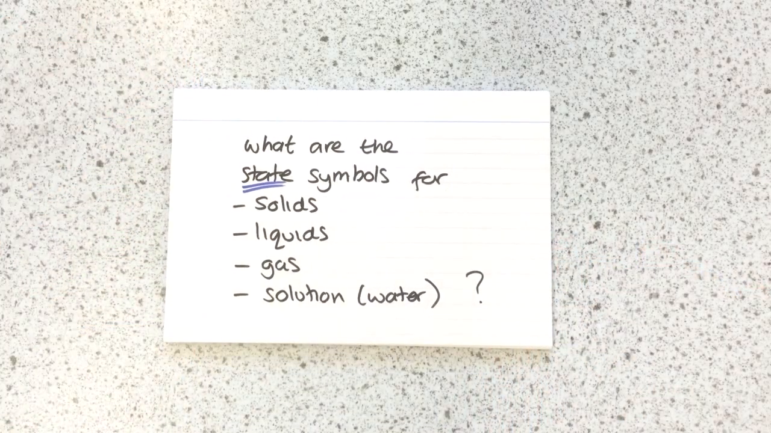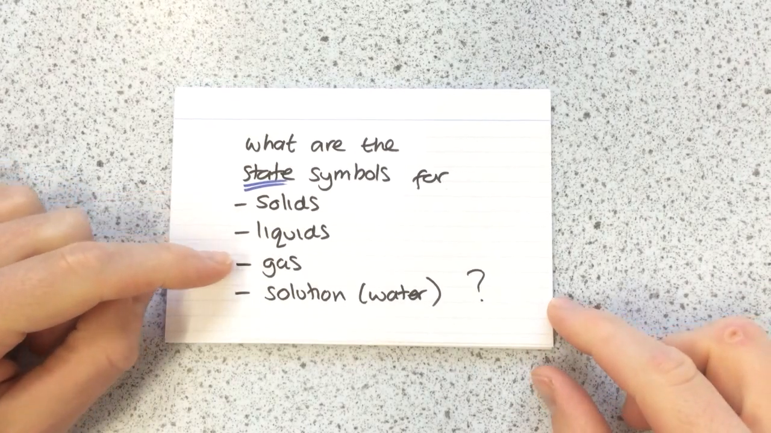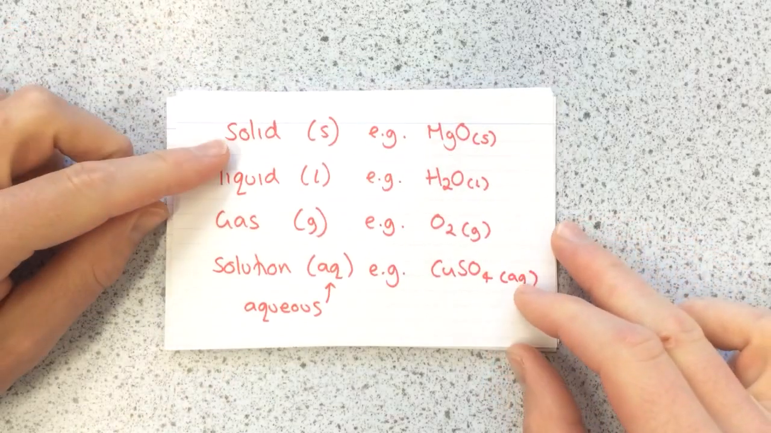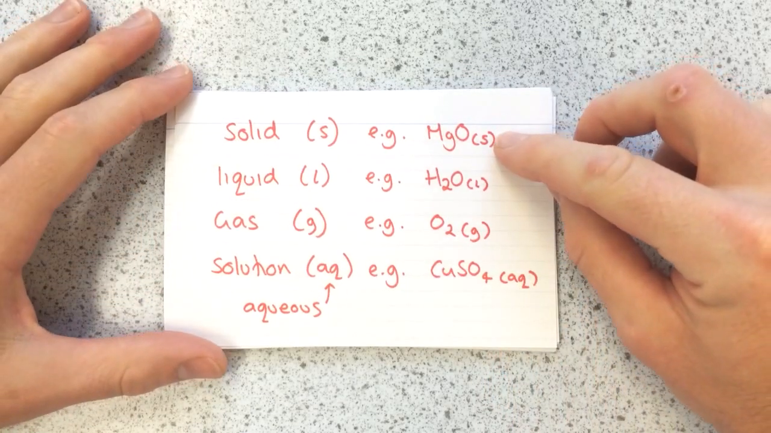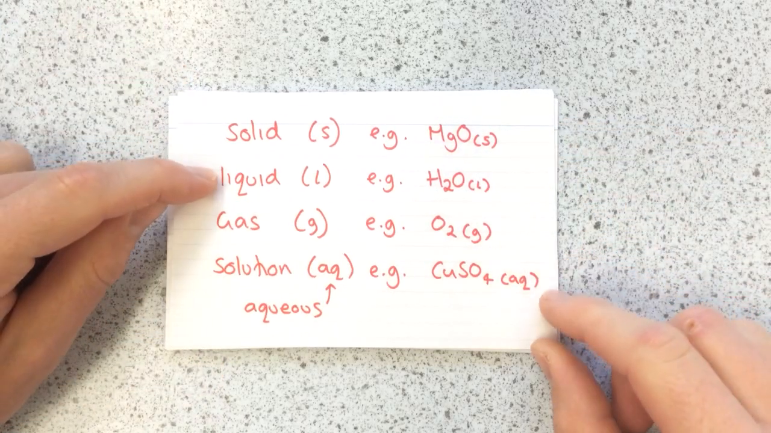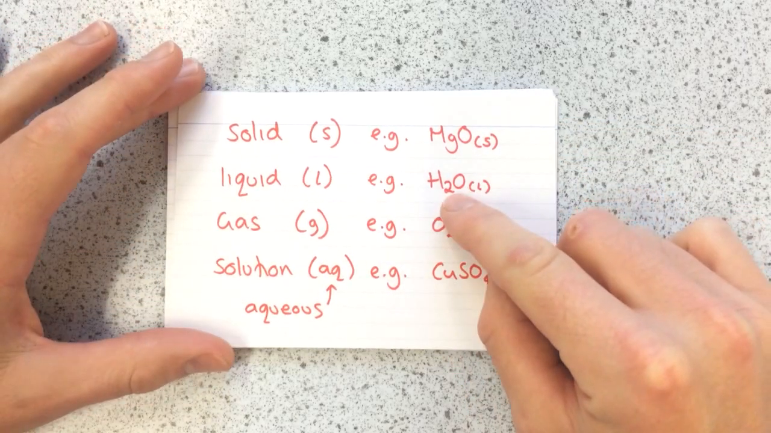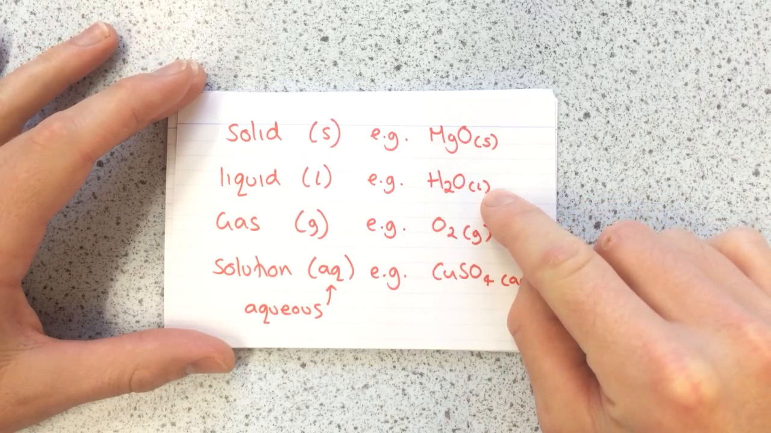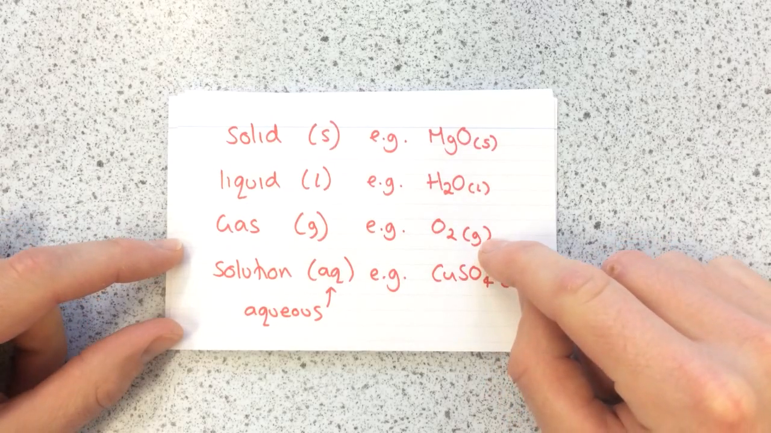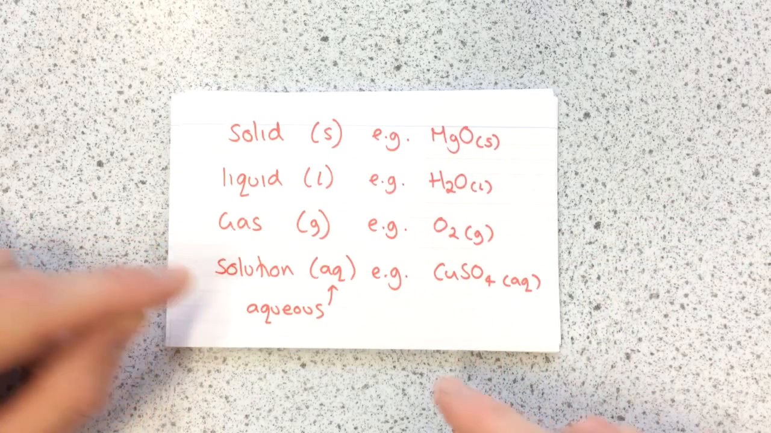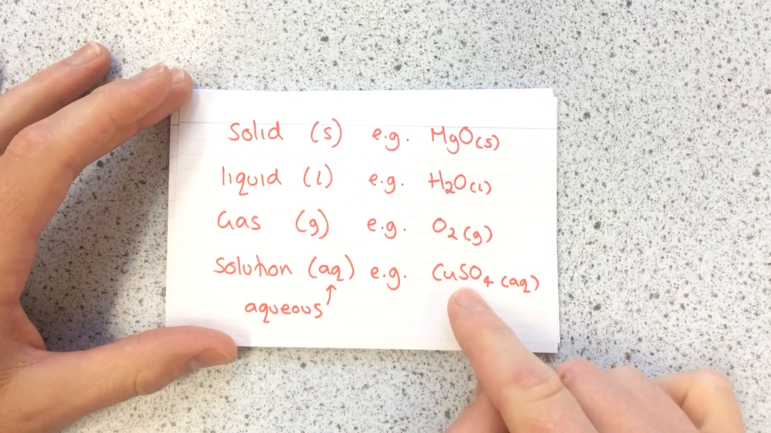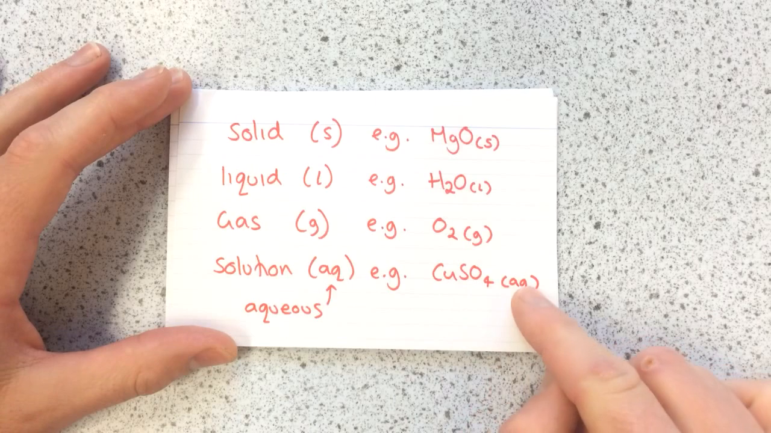What are the state symbols for solids, liquids, gases, and a solution in water? If it's a solid, it's S, and you write it like this: magnesium oxide, then subscript, you put an S in brackets. If it's a liquid, it's L, for example water, H2O, then in brackets, subscript L. If it's a gas, it's G, so subscript G. If it's a solution, you write AQ, which stands for aqueous, so for example copper sulfate solution, copper sulfate (aq).